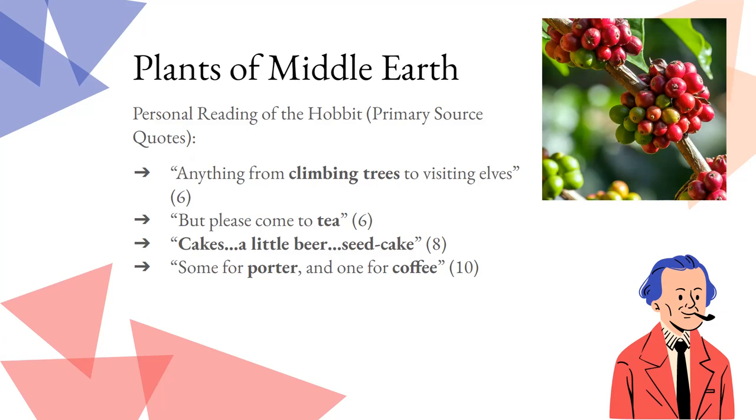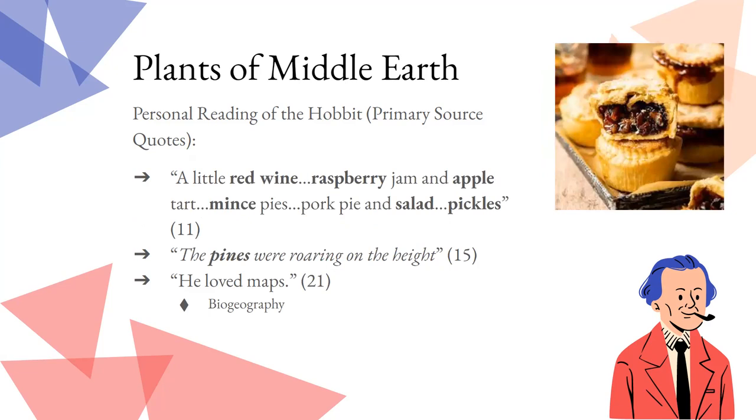So I put that up there. We have coffee as well. Great, we're going to keep on going. We have red wine, so we have grapes. We have raspberries, very good. Apples, mince pies, pork, salad. Salad is very generic, so we probably have lettuce. We have pickles, so we have cucumbers.